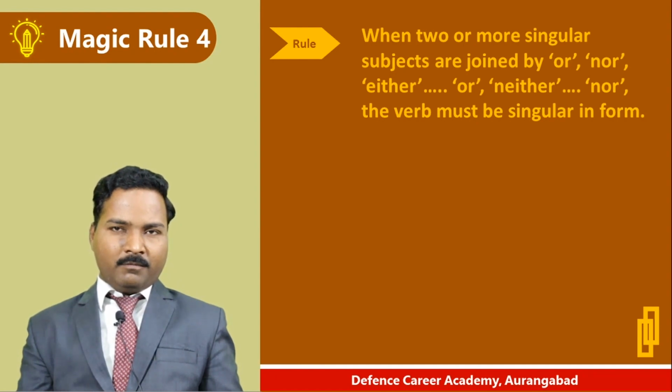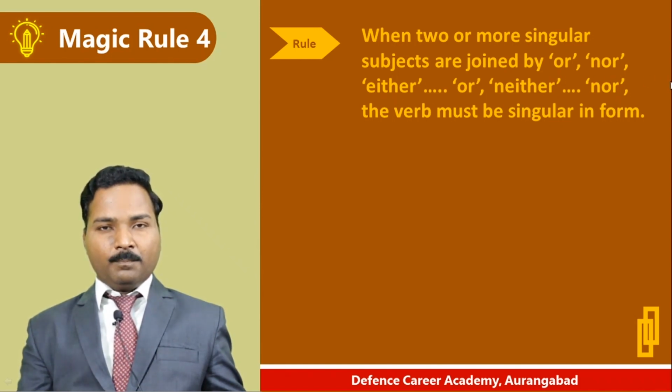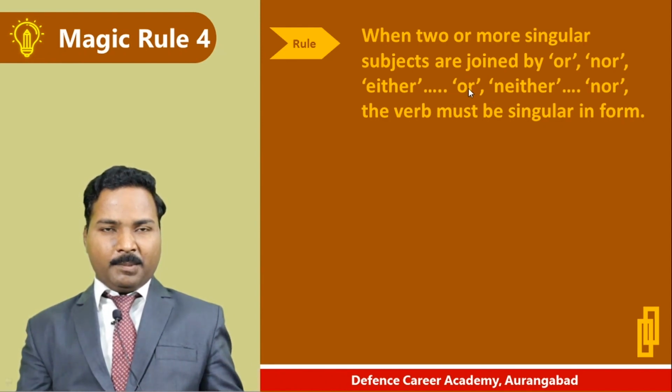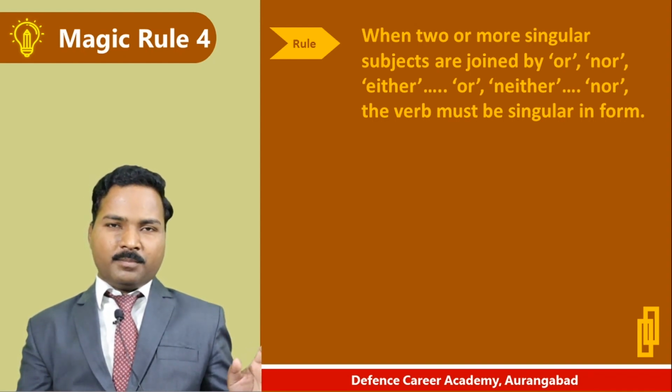In this rule, we look at when two singular nouns are joined by or, nor, either-or, or neither-nor. These are conjunctions which refer to indefinite people. We are not talking about them collectively, but individually. When we talk about people individually, we use either-or. When we talk about things individually, we use neither-nor. So when two or more singular nouns are joined by either-or, neither-nor, or nor, the verb must always be singular in form.